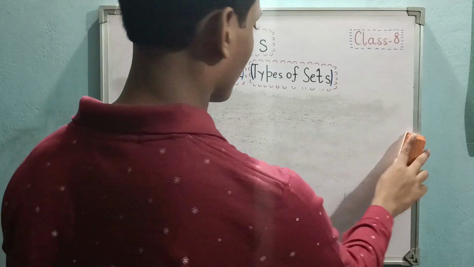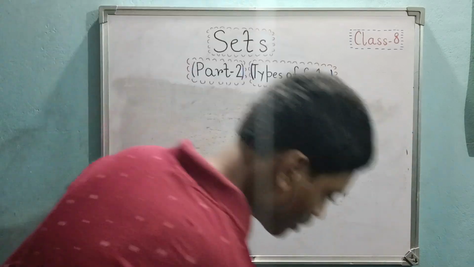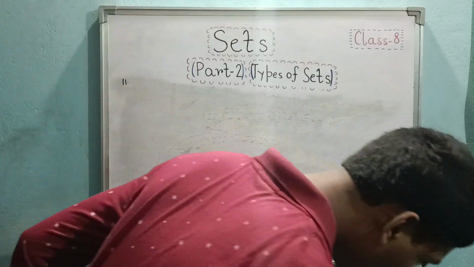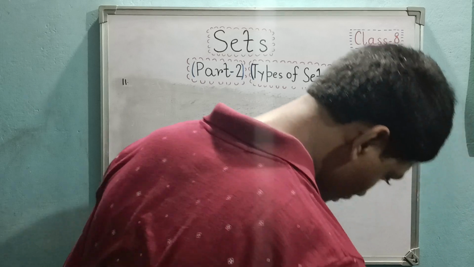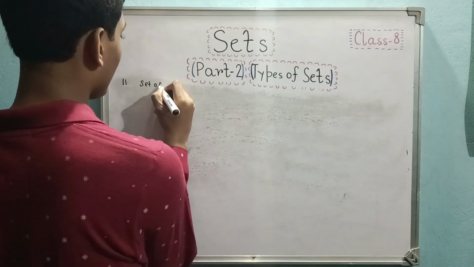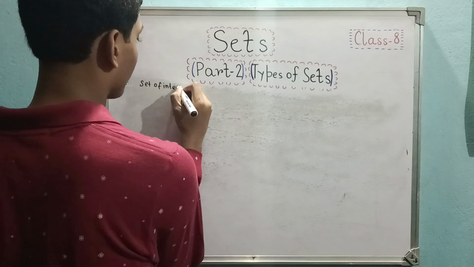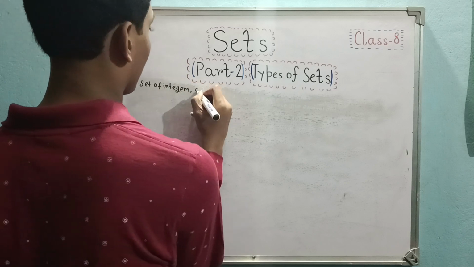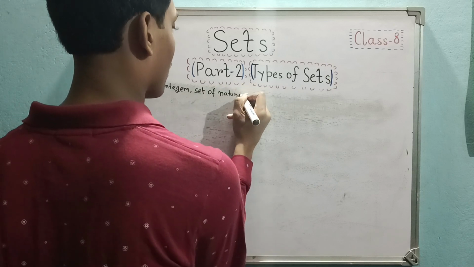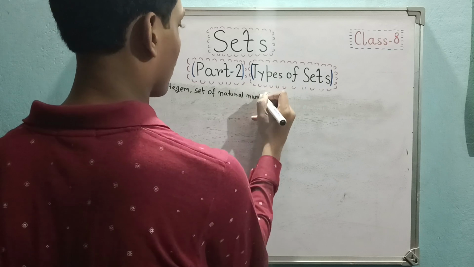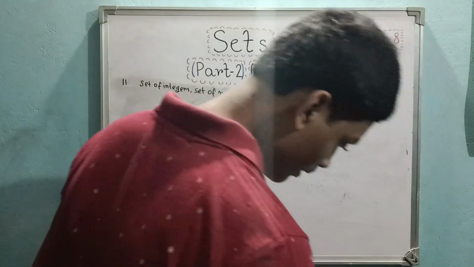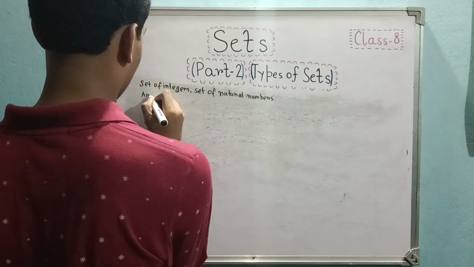Let's see a few more questions. Now I have the set of integers and the set of natural numbers. They are asking whether they are equivalent or not.